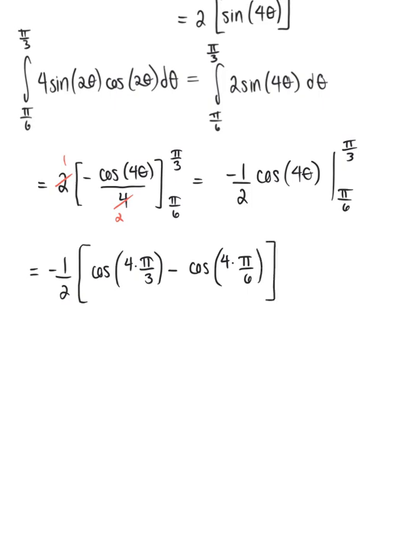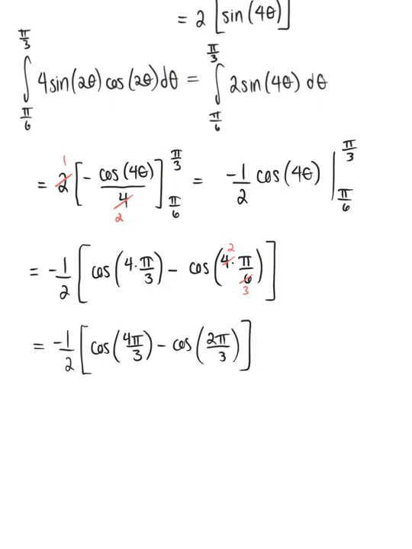And we can simplify. This is equivalent to negative 1/2 multiplied by cosine of 4 pi over 3 minus cosine, and both 4 and 6 are divisible by 2, so we can simplify that to 2/3. So that's minus cosine of 2 pi by 3.